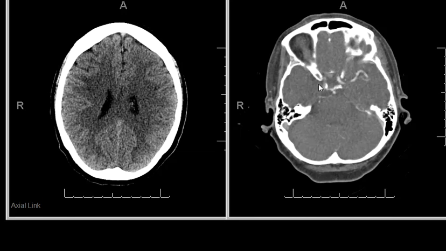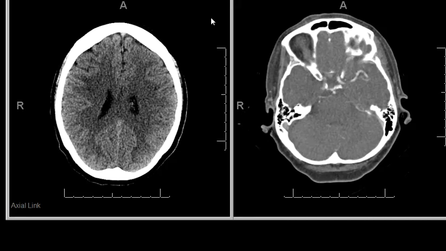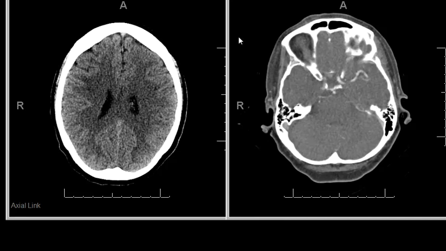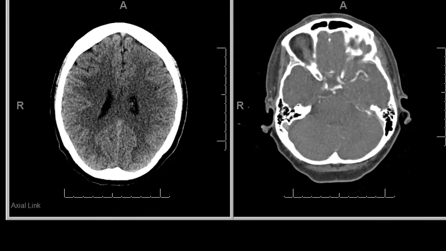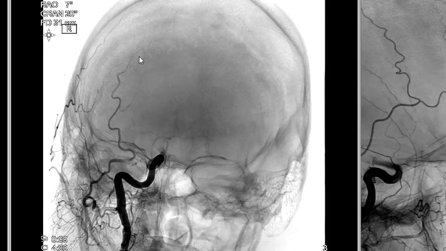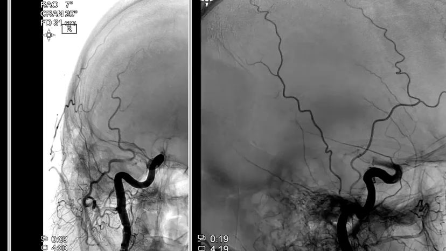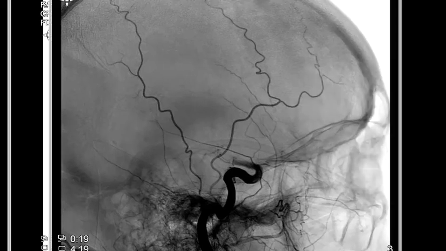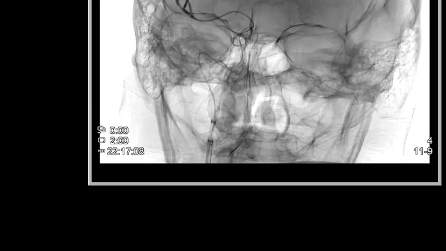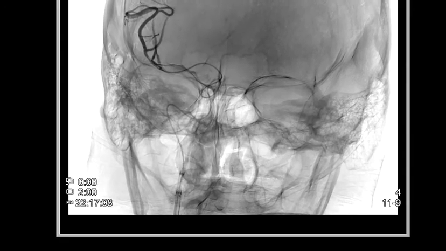So we did not perform a CT perfusion, just to save time for intervention. And you can see that the ICA terminus and MCA are occluded. Somehow they were able to get the microcatheter beyond that area and scored it, and it showed there are some M1 branches.